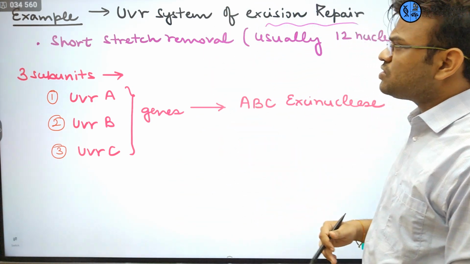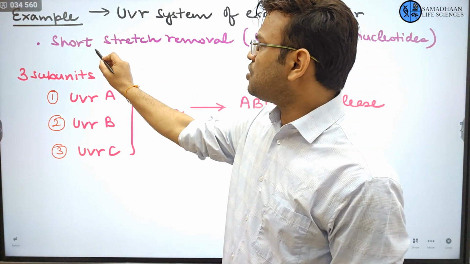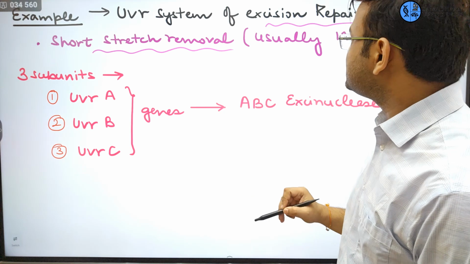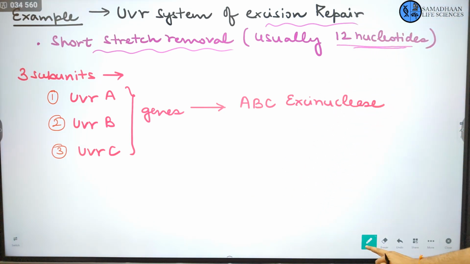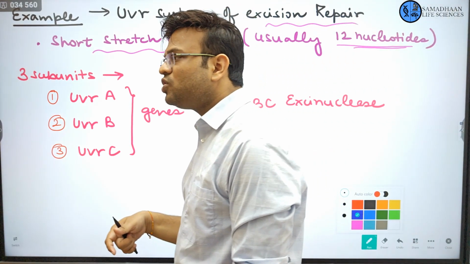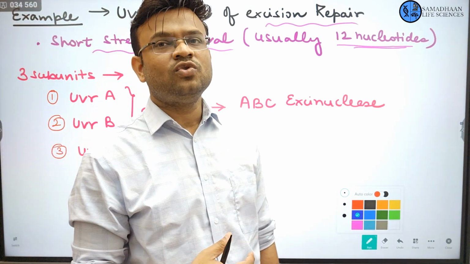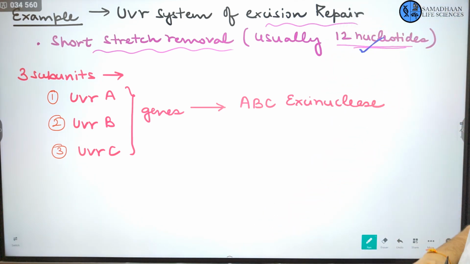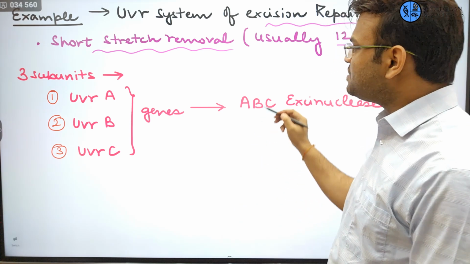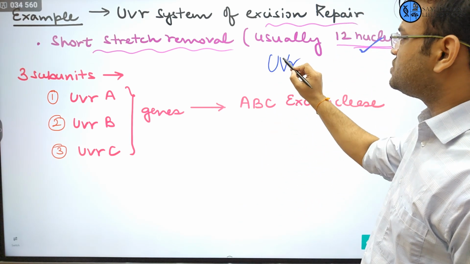Now, with the help of the UVR excision repair system, short stretch removal is done. Usually we can remove 12 nucleotides. That means if you have a lesion, a problematic area of around 12 nucleotides, then you can majorly remove it by the UVR excision repair system. So 12 nucleotides, this is an important point. Now, obviously, as the name suggests, we are again and again saying UVR. This should also be in small.